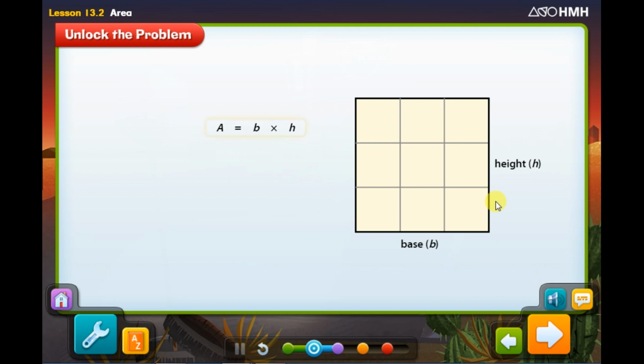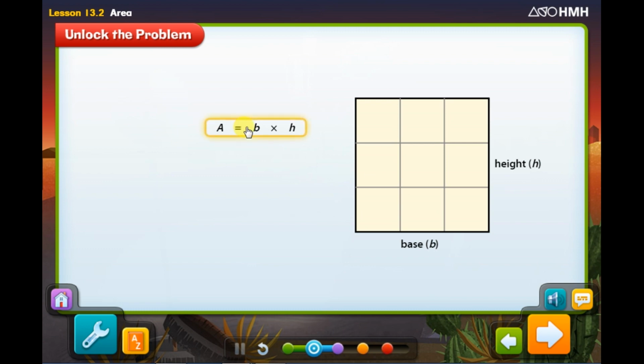But is the square considered a rectangle? Yes, a square is considered one type of rectangle. It has two pairs of parallel sides and all its angles are right angles, but the difference here is that all its sides are equal. So a square is considered a rectangle. So we can use this formula to find its area too.